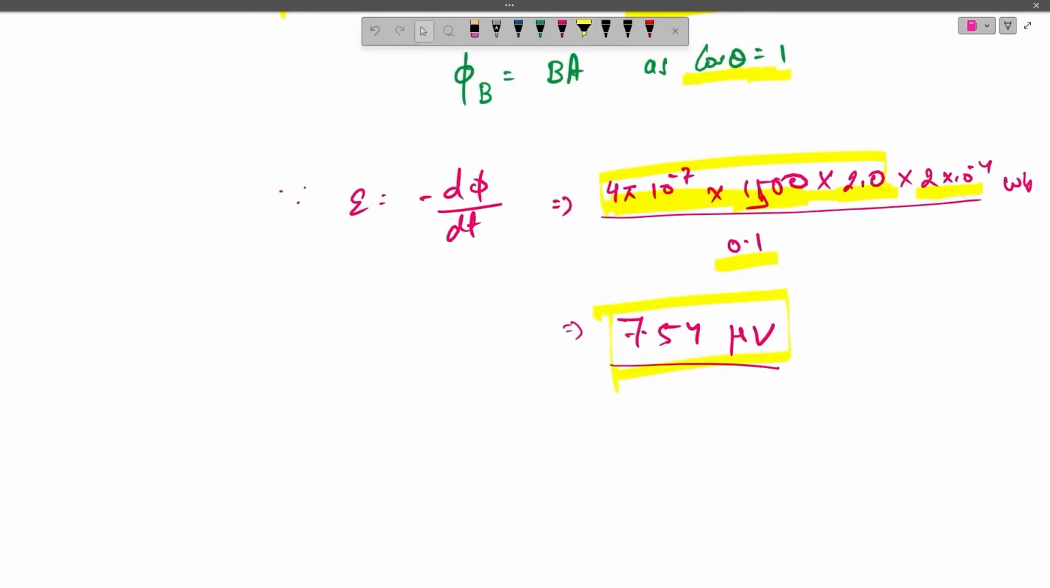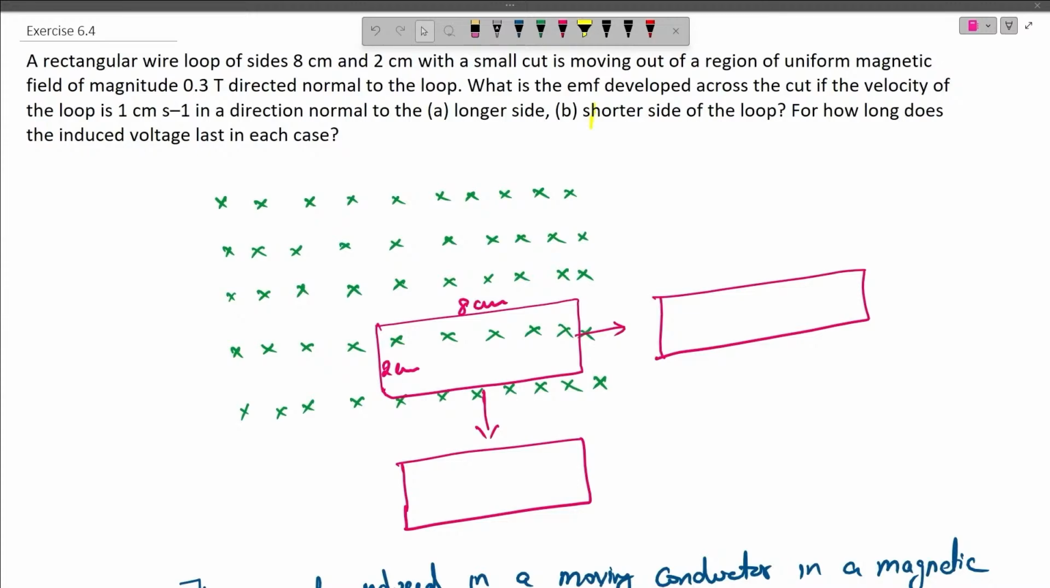The question says that a rectangular wire loop of side 8 cm and 2 cm with a small cut is moving out of the region of uniform magnetic field of magnitude 0.3 Tesla directed normal to the loop. What is the EMF developed across the cut if the velocity of the loop is 1 cm per second in the direction normal to the longer side and shorter side of the loop? For how long does the induced voltage last in each case?